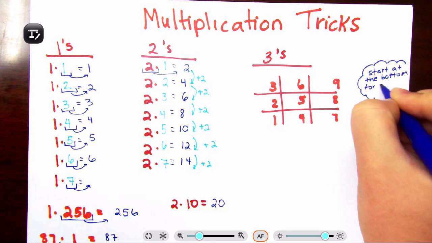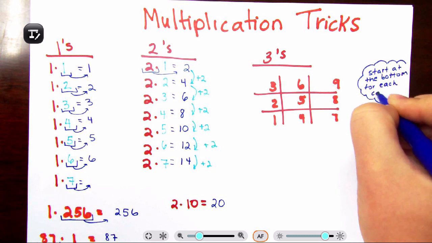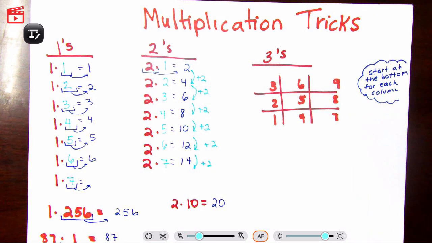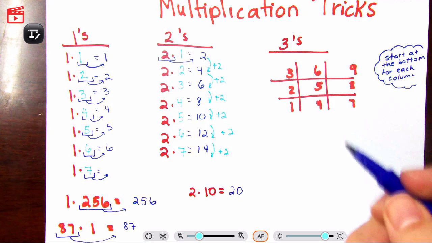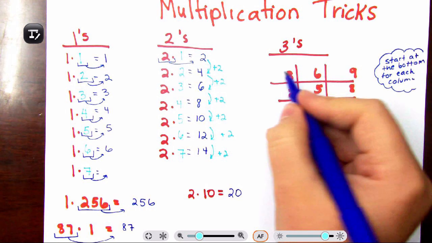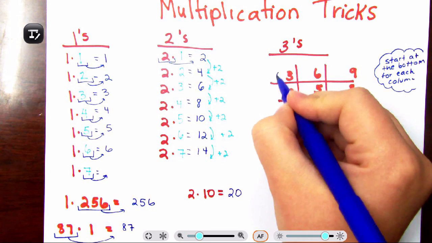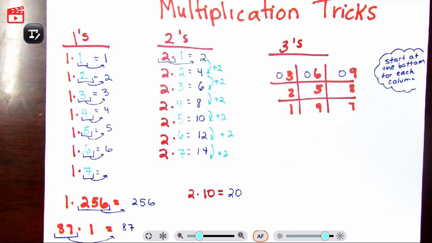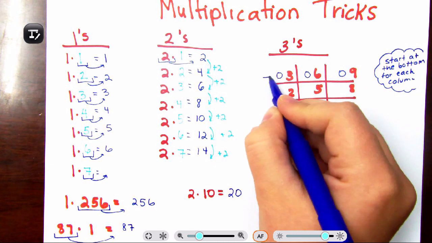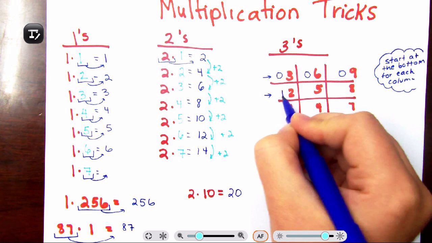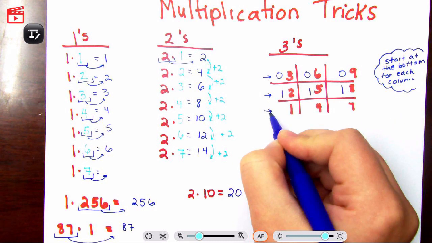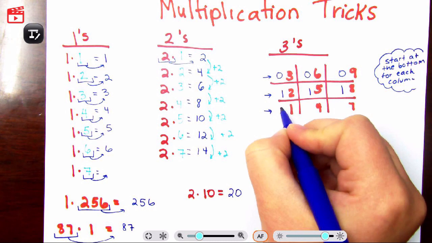For each column. Okay, so this right here is your 0 row. So you're going to put a 0 in front. You don't have to because 0 is just nothing. The second row is your 1 row. Your third row is your 2 row.